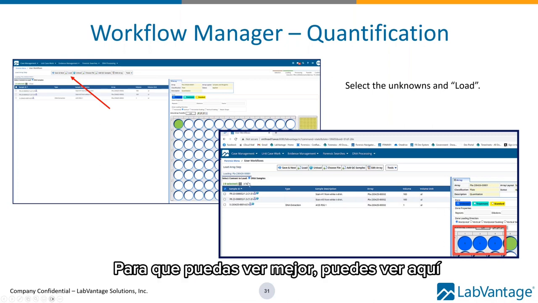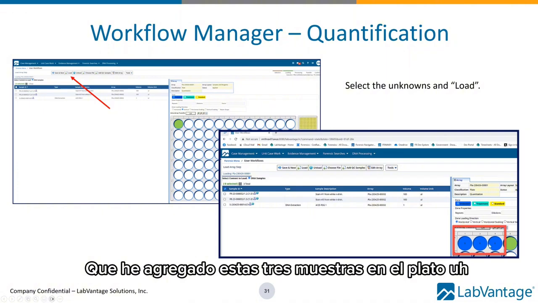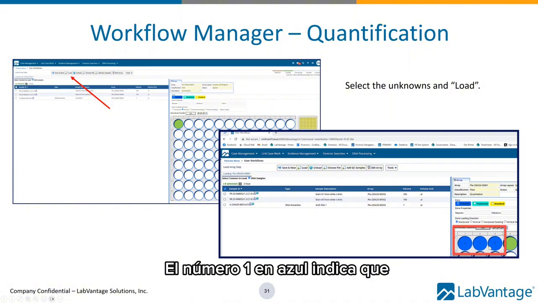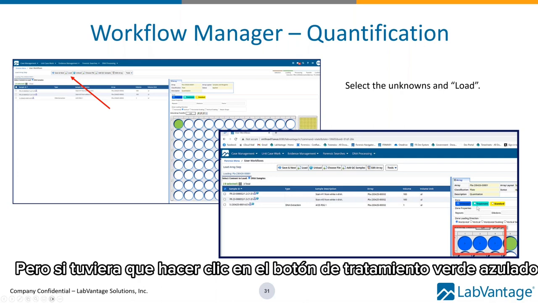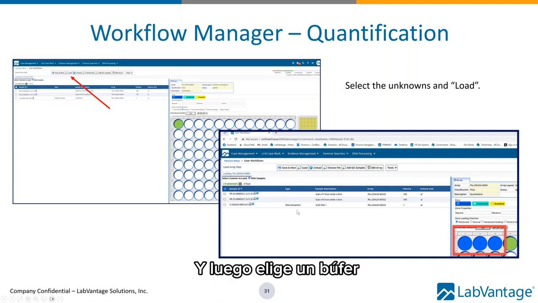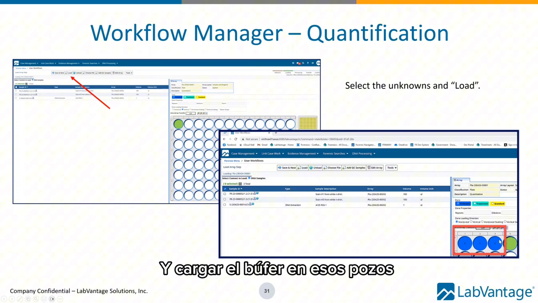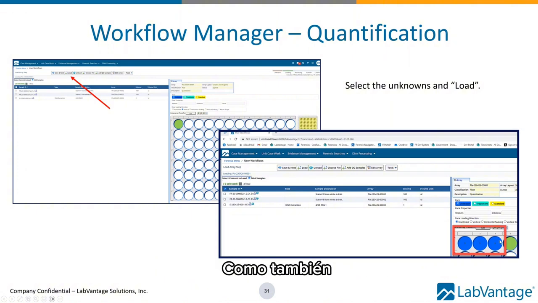You can see here that I've added these 3 samples into the plate. The number 1 in blue indicates that there's only 1 component in those wells at this moment. But if I were to click on the teal treatment button and then choose a buffer, I would multi-select these samples and load the buffer into those wells as well.